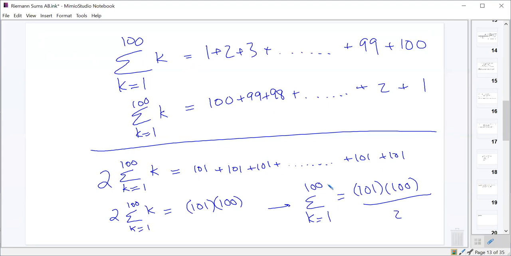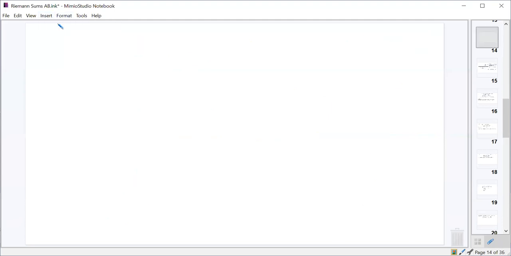We could write this out as a formula though. So instead of going to a specific number, 100 up here, let's see if we can sum from k equals 1 to n of k. So that should be 1 plus 2 plus 3, and so on, all the way up to, what's the term before n? It's n minus 1, right? And then n. And so we would do the exact same thing.